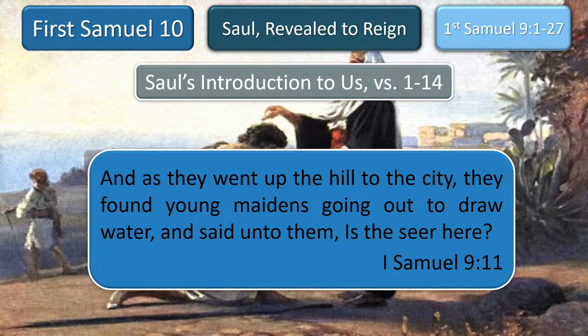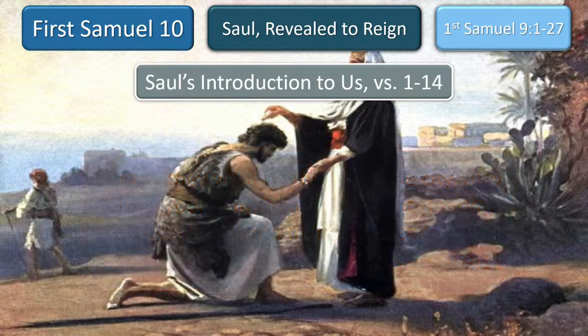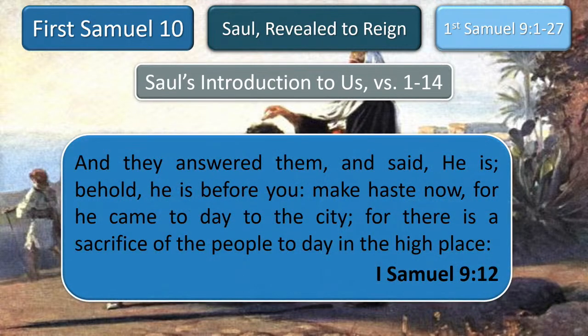Well, the maidens give them some information, a little bit of hurry as well. They answered and said, he is. Behold, he is before you. It's kind of like he's right down the street, right where you're at, just a little further down. But they tell him, make haste now, for he has come today to the city. For there is a sacrifice of the people today in the high place.